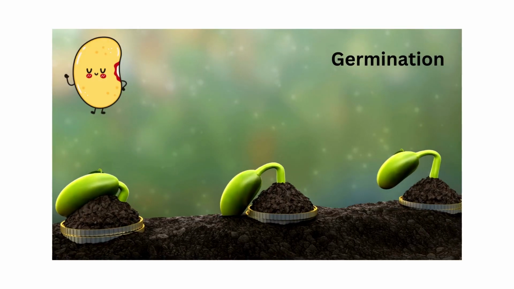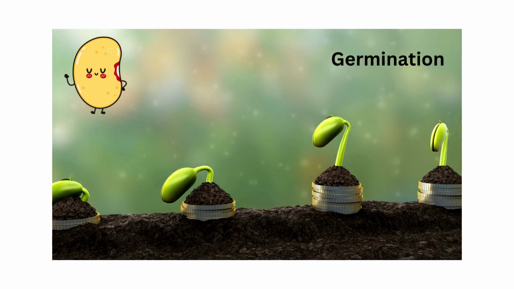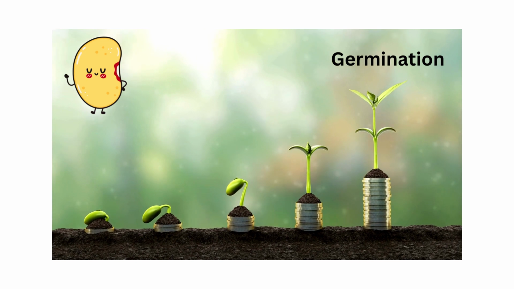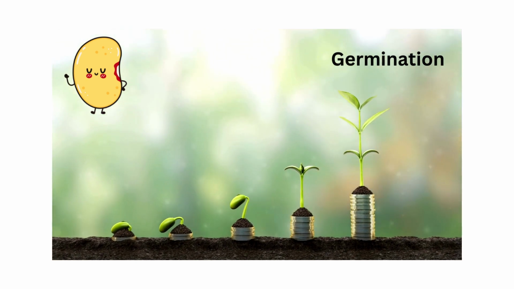Germination. When a seed gets water, warmth, and air, it starts to grow. This is called germination. The seed sprouts a tiny root that goes down into the soil to drink water.